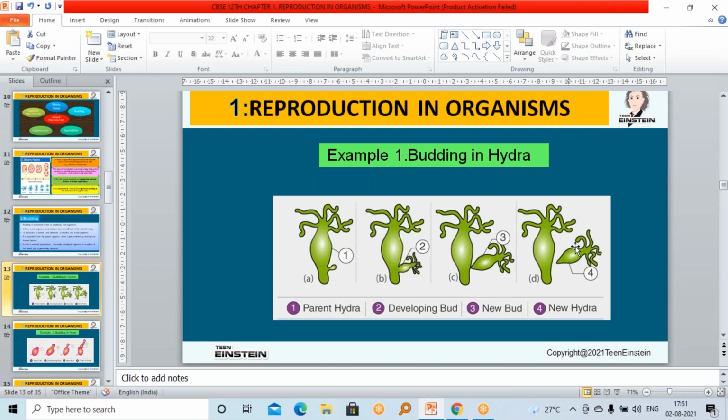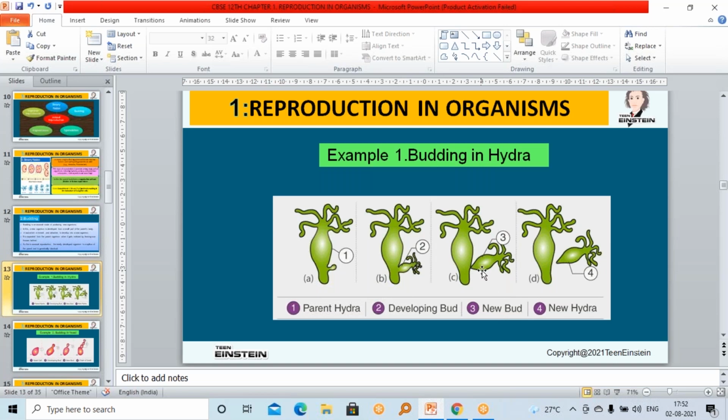You can see in this picture the parental hydra. Here the bud formation is there, a bud formation on the side. The second stage is the developing bud. Here the bud is getting developed, it is growing, and there is a completely developed new bud in the next picture. In the third picture, the bud is completely developed.